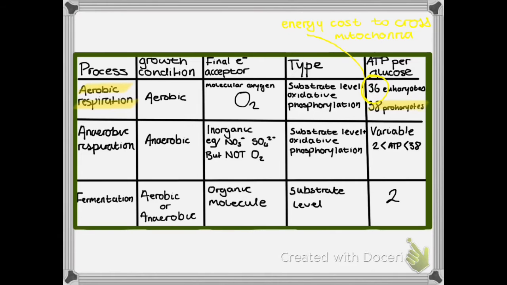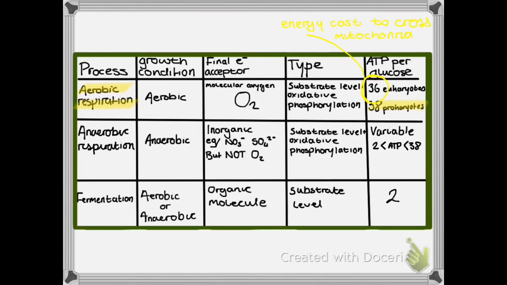This can have different types of how it's made. So you've got substrate level phosphorylation or oxidative phosphorylation, and there can be different amounts produced depending on what type of organism you are. So if you're eukaryotic, then you can produce 36, and if you're prokaryotes, you can produce 38. This is because there needs to be ATP used in eukaryotes to undergo the last couple of steps.